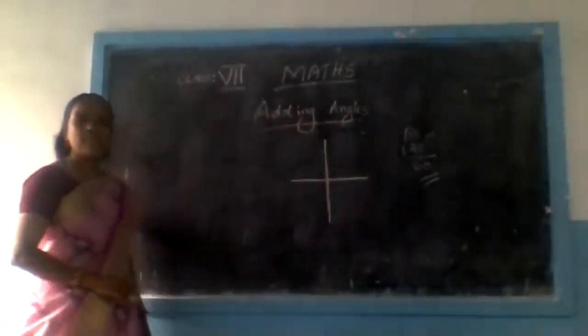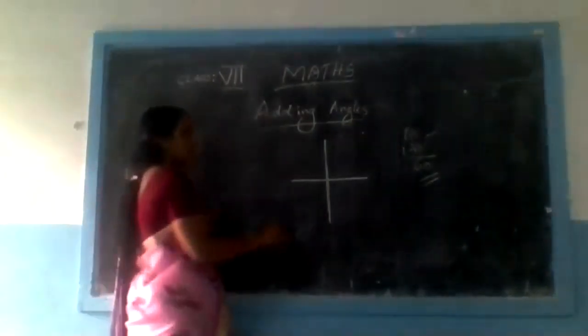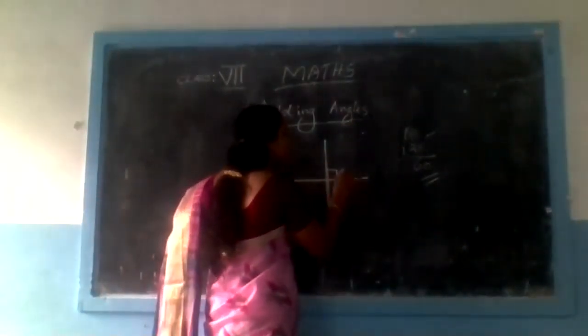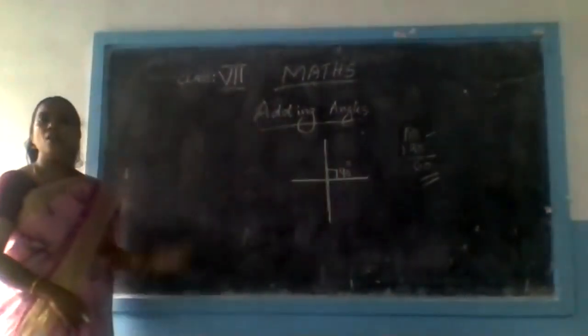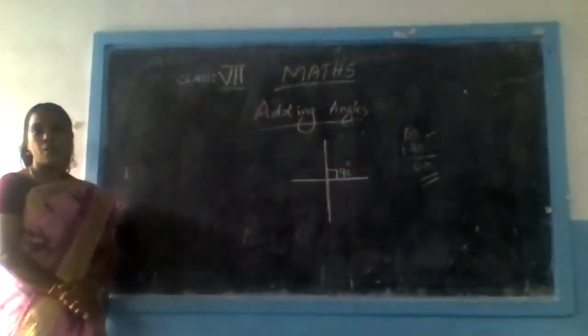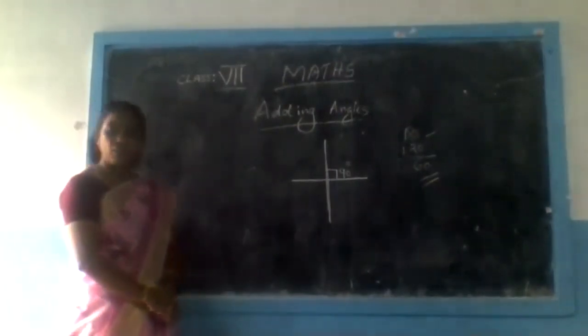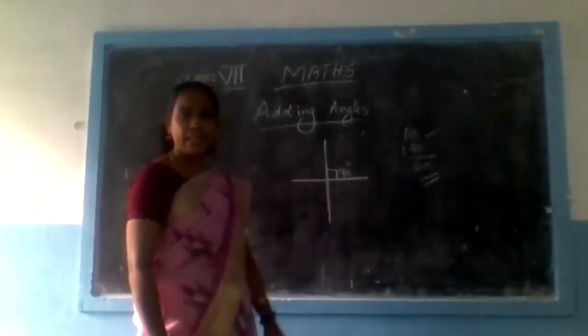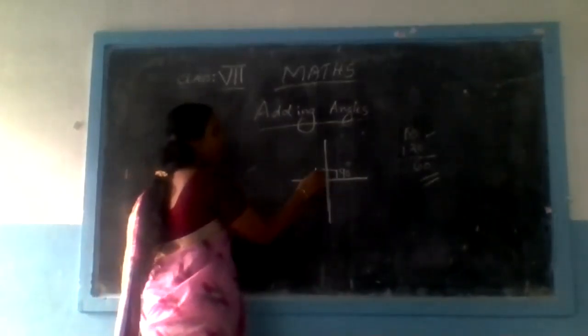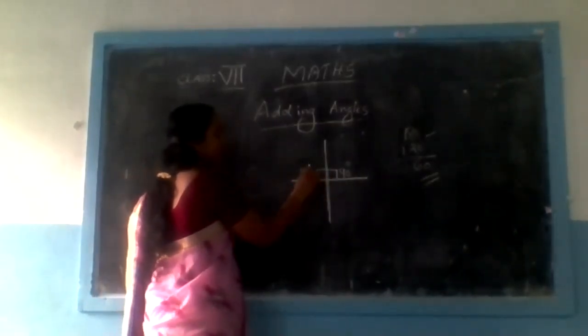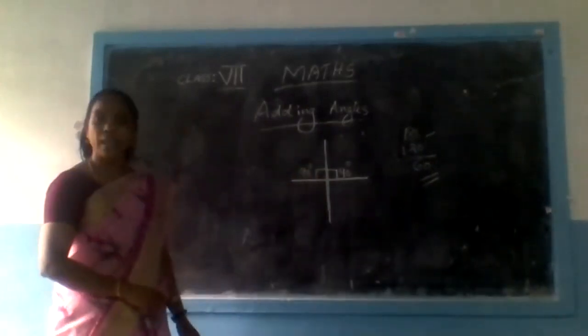Which type of angle is this? This is a straight line. One angle is 90 degrees. Find out the other angles. How can we find the other angles? You already know: nearby angles are 180 degrees. That time, this angle is also 90 degrees.